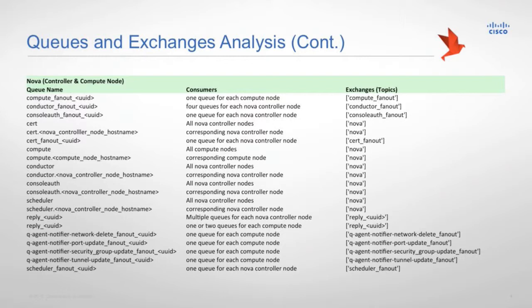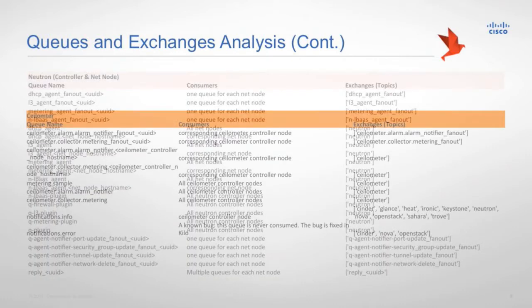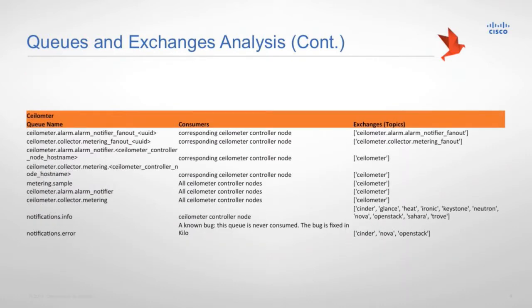And Neutron, this is a naughty guy in OpenStack when troubleshooting RabbitMQ. For example, q-plugin, we know this is consumed by the Neutron controller node, and they bind it with the exchange Neutron. So this is one way to identify the message flow. And this is Ceilometer, and you see notifications.error. This queue is not consumed, it's a bug. It's fixed in Kilo. So there are some issues in there already.